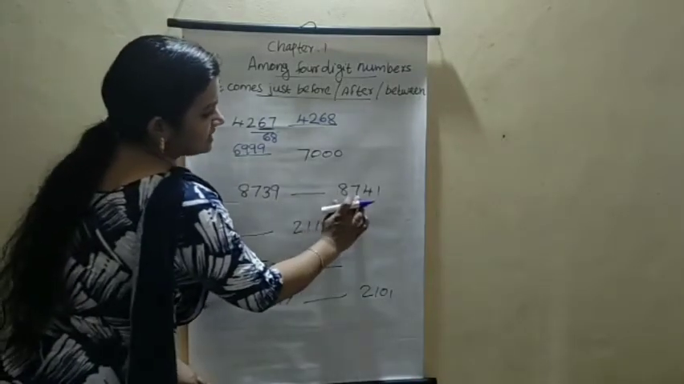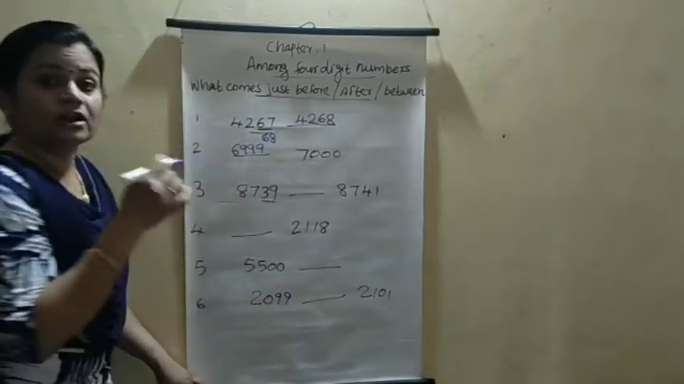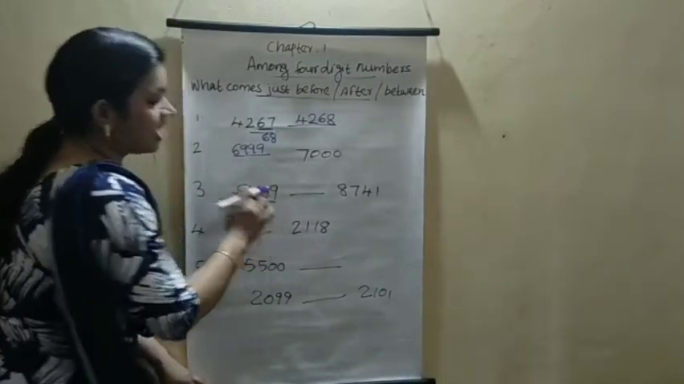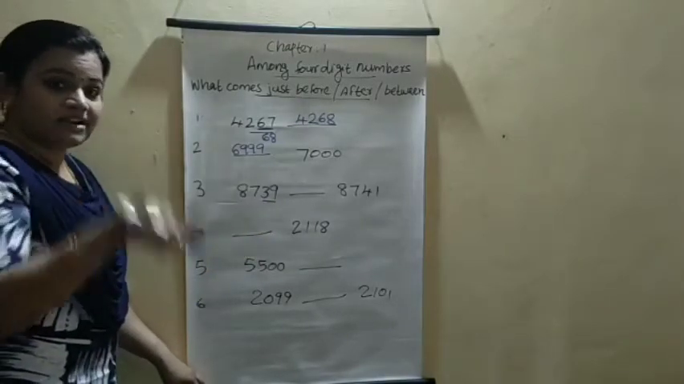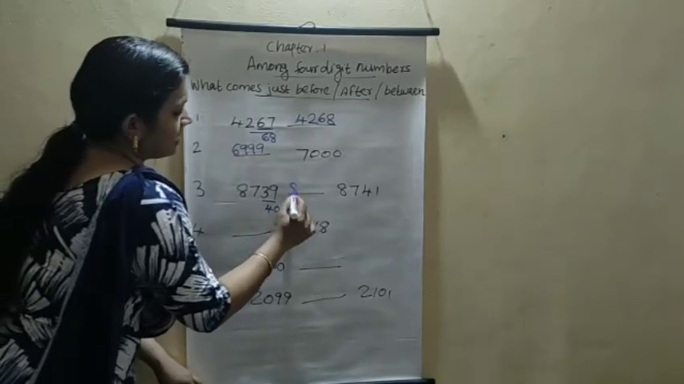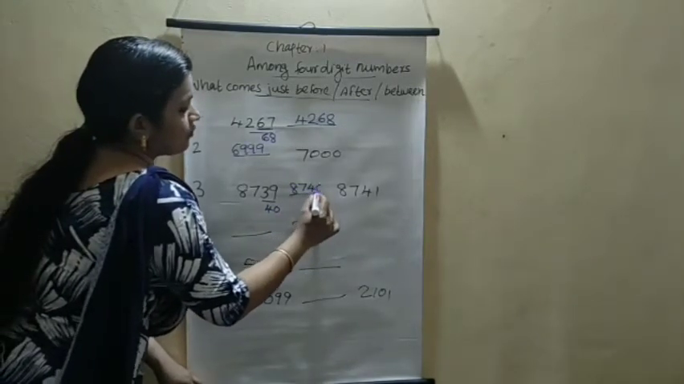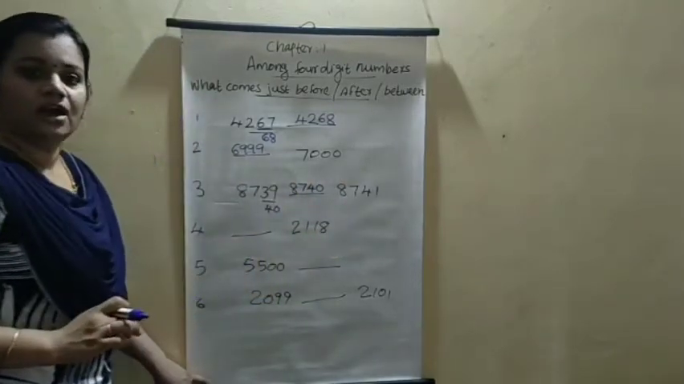Then two numbers are given: 8739, 8741. We already discussed that we check the last 2 digits or 3 digits. Considering the last 2 digits, 39, what is the next number? It is 40. So we can write 8740. Next is 8741.